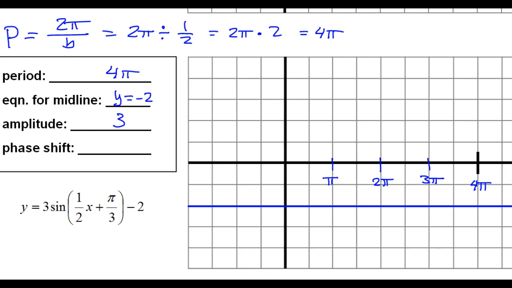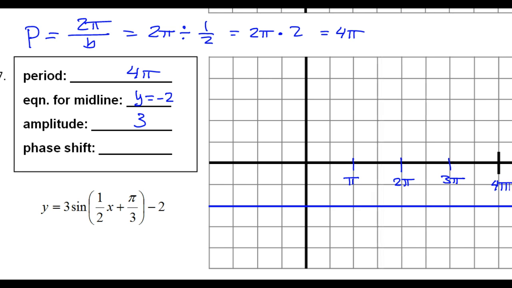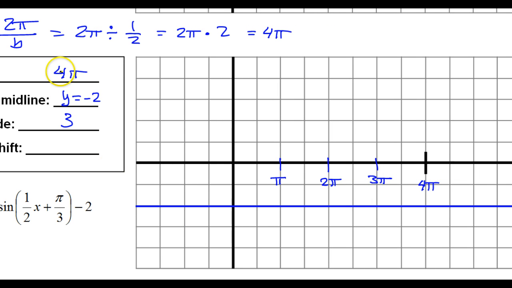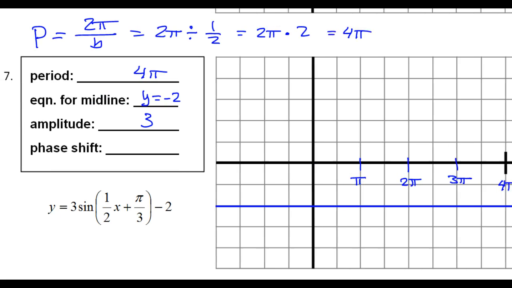But before we graph and do anything with the phase shift, let's go ahead and use these values that we already have to graph a skeleton version pre-phase shift. I always do that in light green, which is not super easy to see, but that's okay because it's just the skeleton. I don't want you to see it that well. So here's what we do.